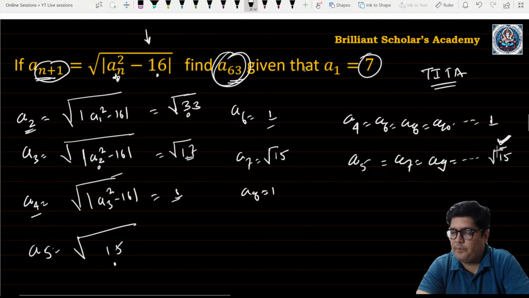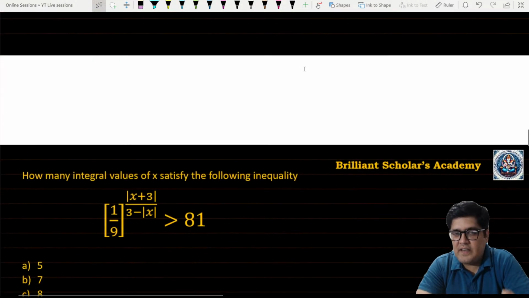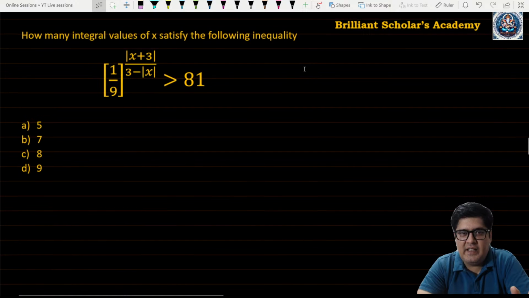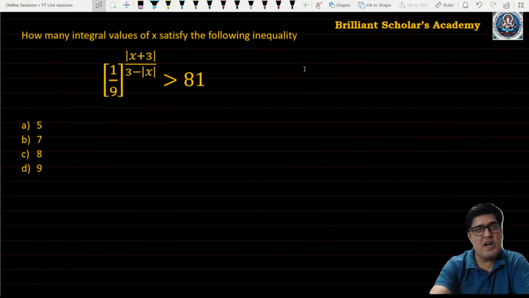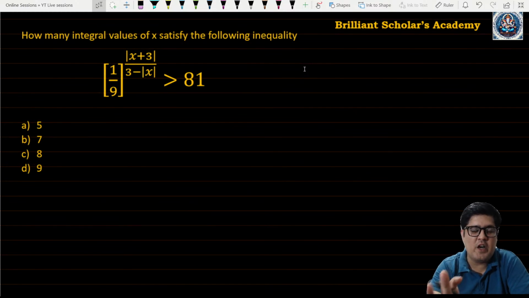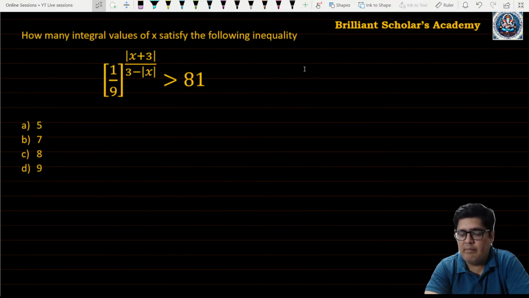Good. Let us try a couple of more problems. Slightly higher level problem involves a modulus, involves a square, involves an inequality. Again, we will definitely have at least one modulus problem in CAT. Maybe in the form of a graph, maybe in the form of area, maybe in the form of an inequality.